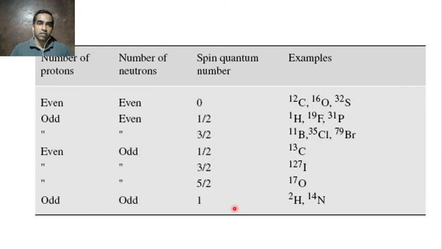Another best way, if you are getting confused, is what I remember. I don't bother about atomic mass and atomic number. I directly look for the number of protons and number of neutrons. If the number of protons and number of neutrons both are even, then it is magnetically NMR inactive. If one of them is odd and the other is even, then it is a half integer, either 1 by 2, 3 by 2, 5 by 2, like that.